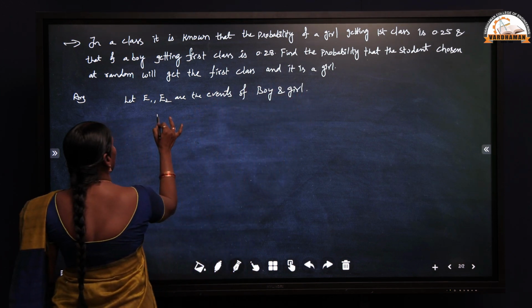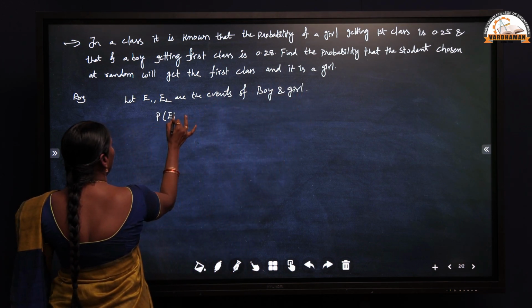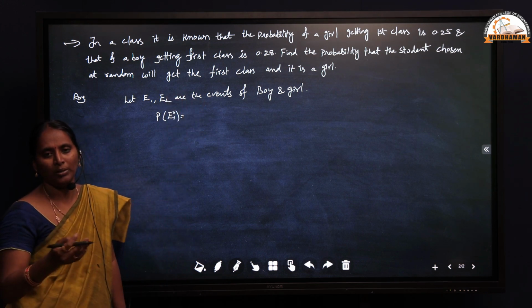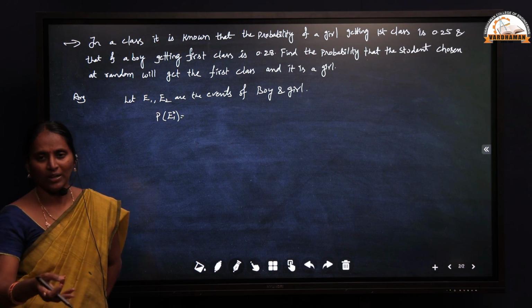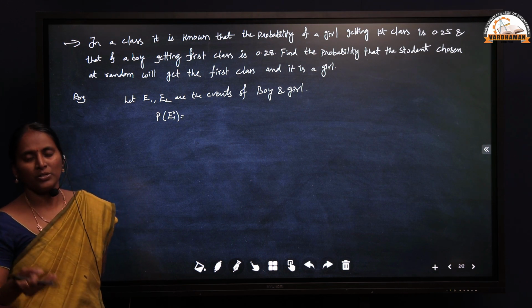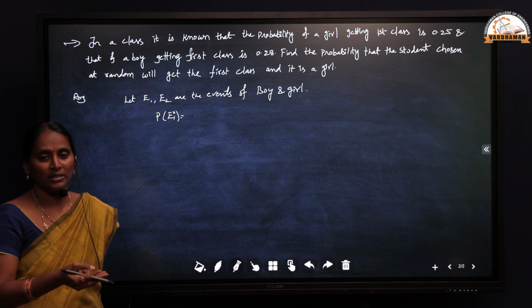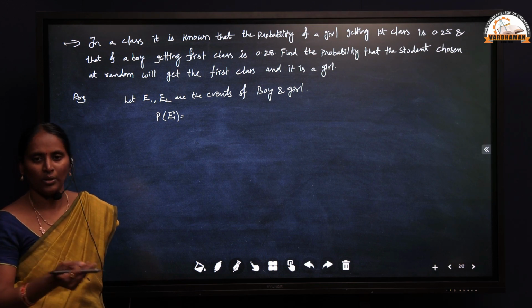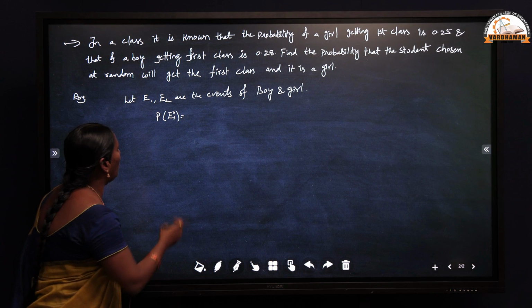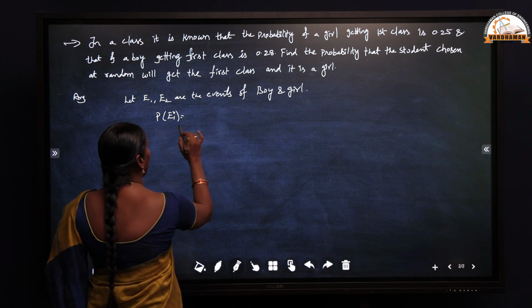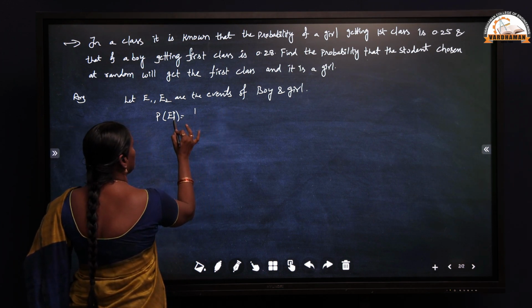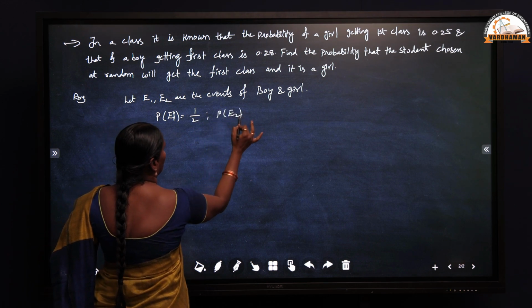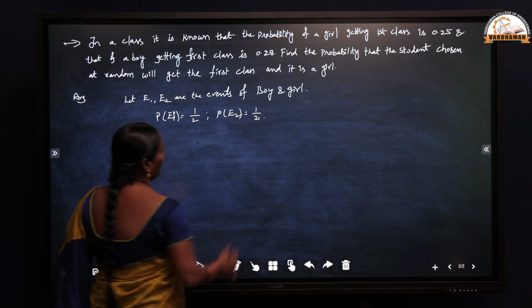Now let us see here, what is the probability of getting a boy? Suppose we have 2 urns. The probability of getting the first urn is only 1/2. The probability that today is a rainy day, as we discussed earlier: if it is a dry day, the favorable case is 1, so it will be 1/2. So the probability of getting a boy out of 2 people is P of E1 equals 1/2, and P of E2 equals 1/2.